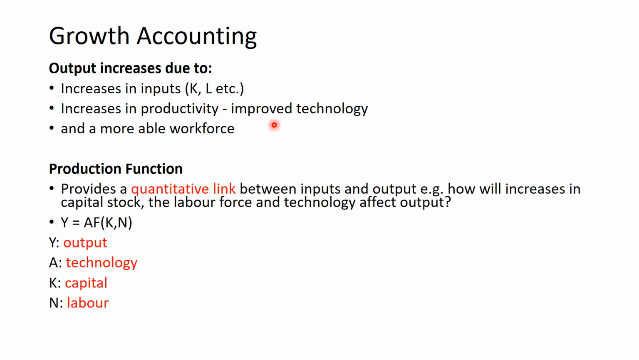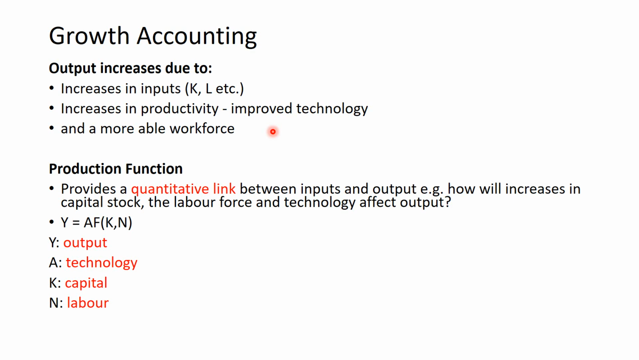The other thing which can influence the amount of output being produced is the quality of the workforce or the quality of the labor. So things like educational improvements over time and improvements or increases in health standards, those would also be able to assist in achieving more output over time.